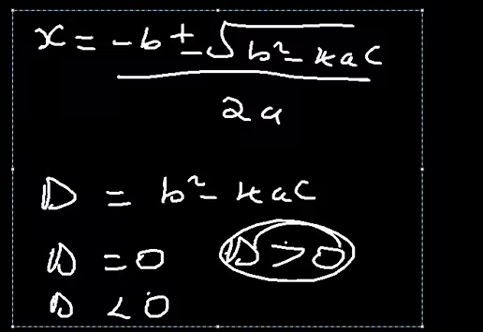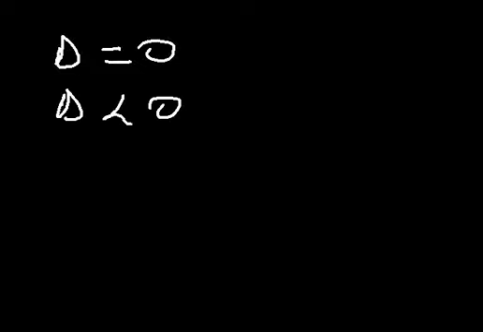That is to say, if the discriminant is equal to 0, it means that particular quadratic equation has one real root, or in other words, it has two similar roots. And if the discriminant is less than 0, it means the quadratic equation has no real solution. And if the discriminant is greater than 0, it means that particular quadratic equation has two distinct roots.